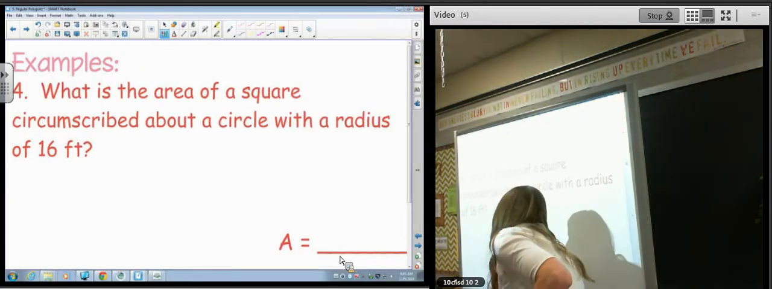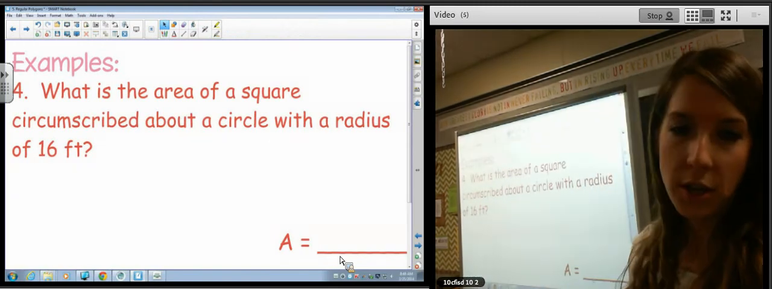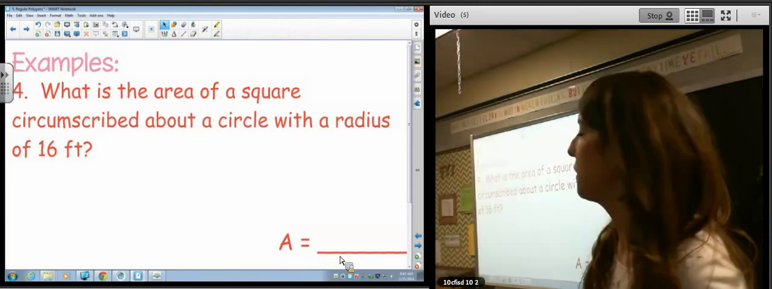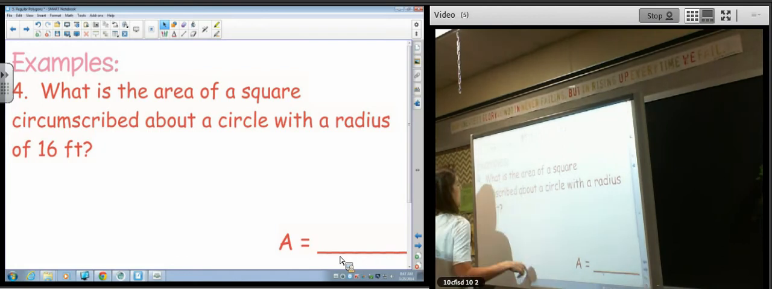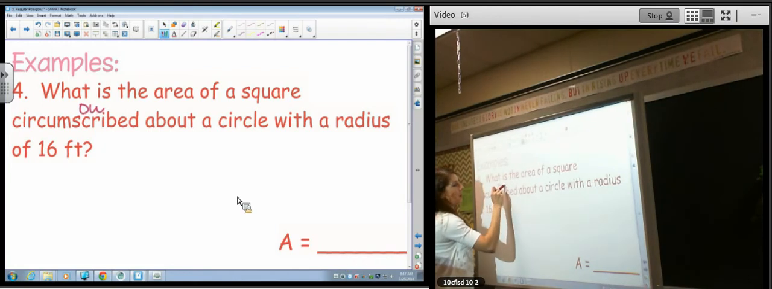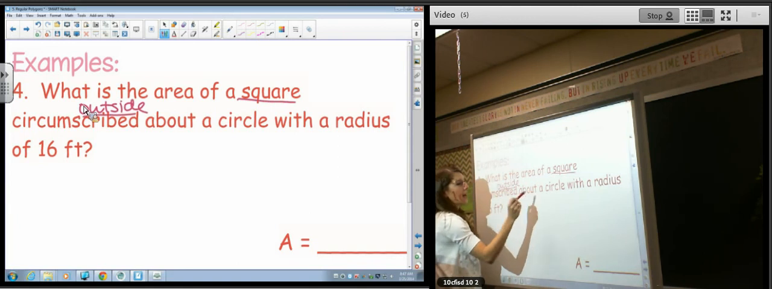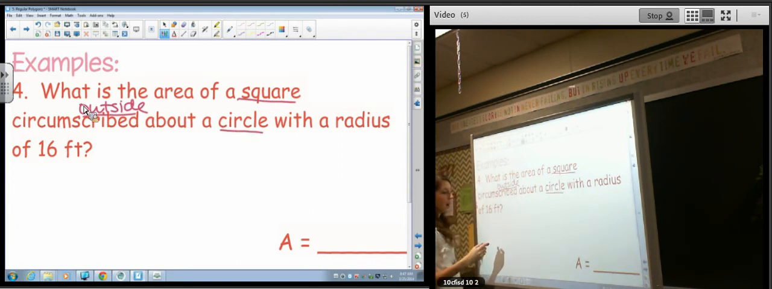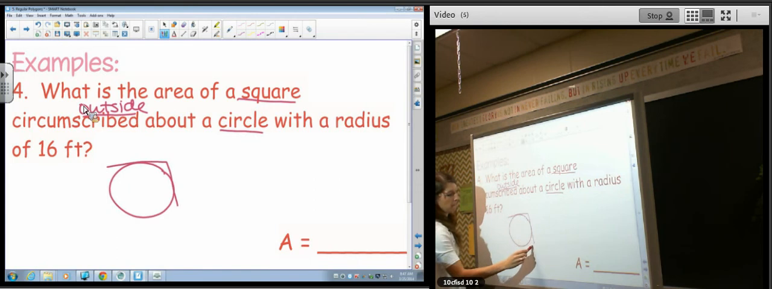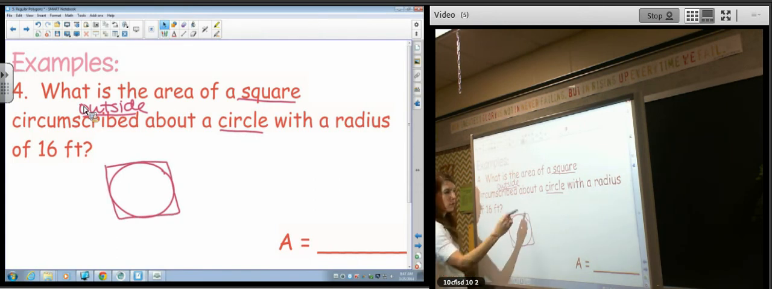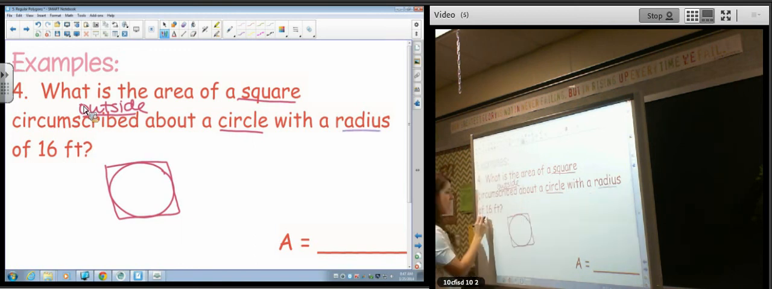Okay, here's another example. And this time you have to draw the picture yourself. So go ahead and draw that picture. It helps some of my students sometimes when they see circumscribed about, to write the word outside. So we've got a square outside a circle. Something like that. The circle is the one with a radius of 16.